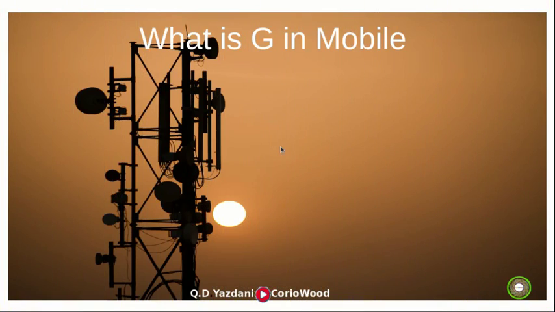All right, so we move ahead. What is G in mobile? I'm going to show you what G is in mobile. If I ask you what G is in mobile, G stands for generation. So 5G stands for fifth generation. If you hear 1G, it means first generation. So 5G stands for fifth generation, the most recent generation of cellular broadband network.